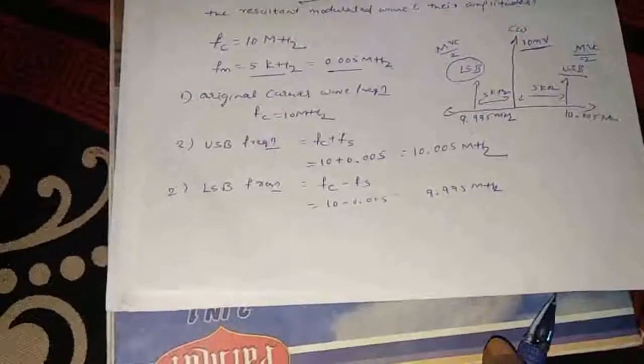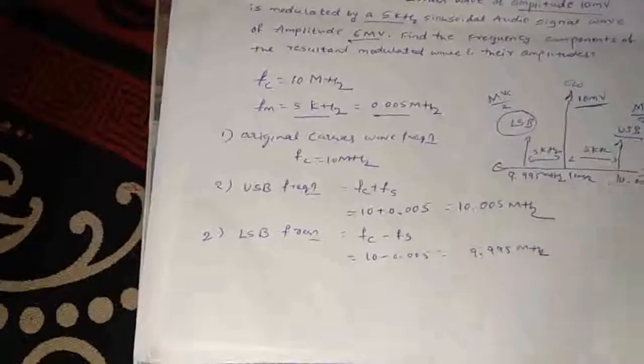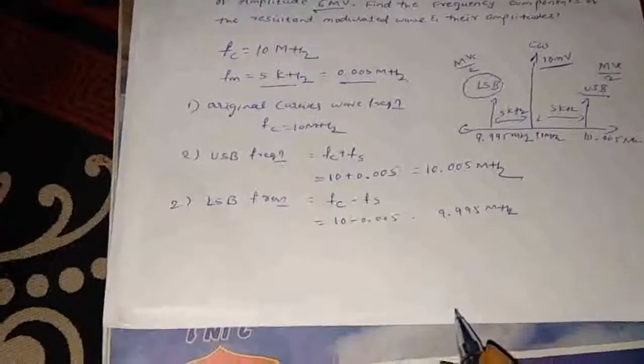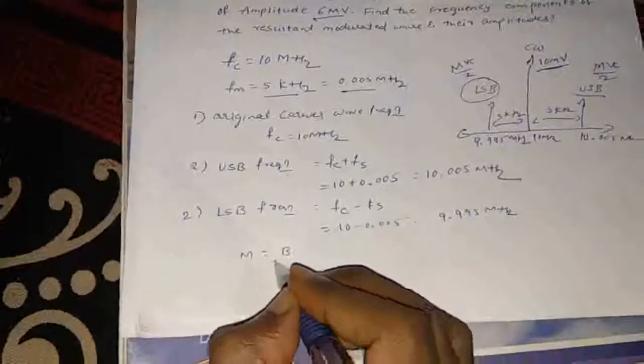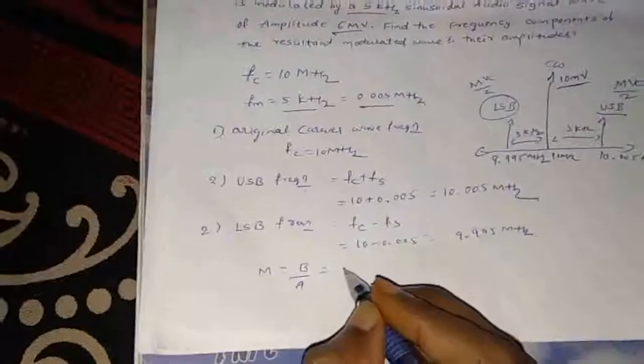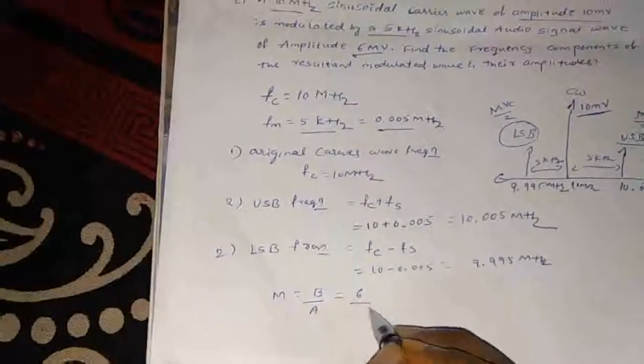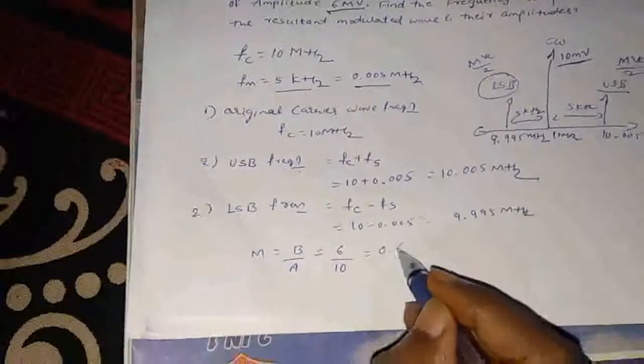That is mVc divided by 2 and mVc divided by 2. How much will we get as the amplitude of the LSB and USB frequencies? So we have to see the frequency spectrum. This is the 10 megahertz of the frequency spectrum. So we have to find the modulation factor. M is equal to B divided by A. B is 6 divided by A is 10, that is 6 millivolt divided by 10. Then we get 0.6.